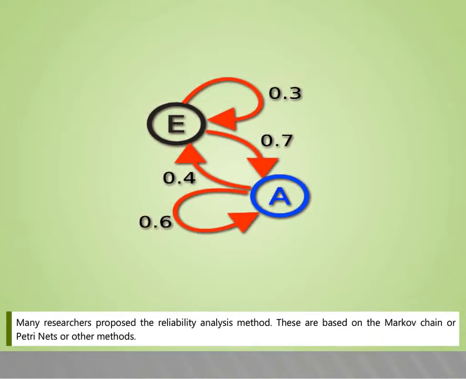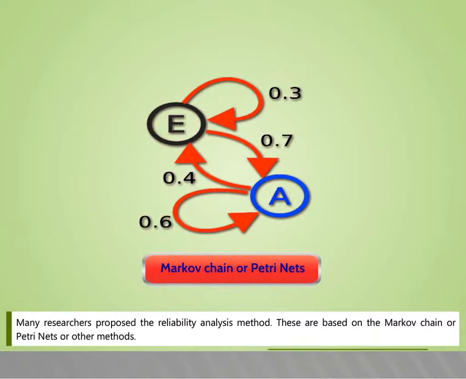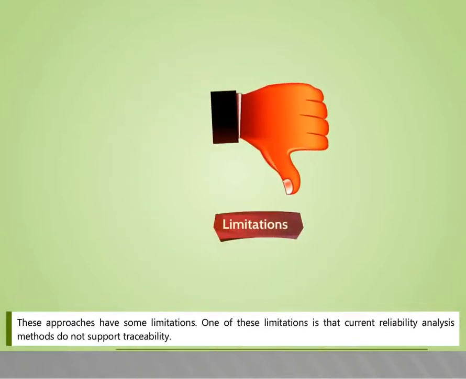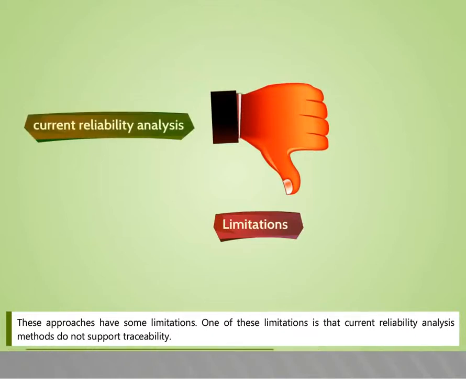Many researchers propose the reliability analysis method. These are based on Markov chain or Petri nets or other methods. These approaches have some limitations. One of these limitations is that the current reliability analysis methods do not support traceability.